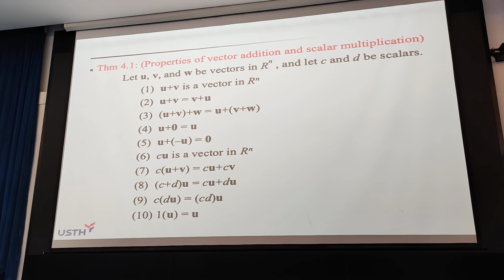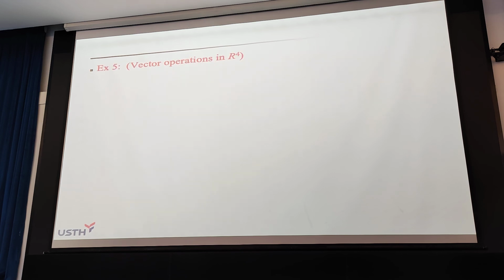Those properties are very important because we are going to use them to define what we call the vector space. And next week you will see that the vector space we are going to study is no longer a geometric object. It will be something very abstract. For example, a polynomial can be a vector. You are going to see it.